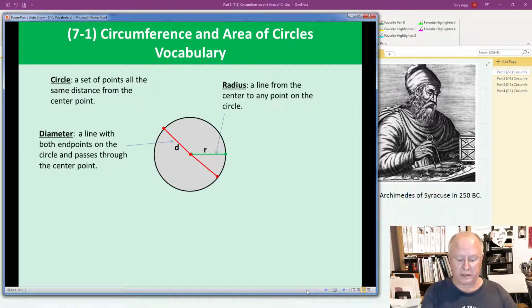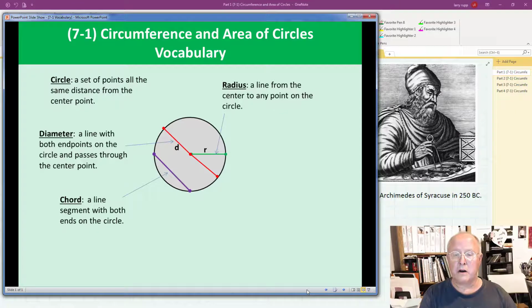All right, what's next? A chord. A chord is simply a line segment that goes from one end of the circle to the other. In other words, both ends of the chord, the line segment, need to be on the circle. So you can draw an infinite number of chords within a circle. If you'll notice, a diameter is technically a chord because both ends of the line are on the circle. It just so happens that for a diameter, it goes through that center point.